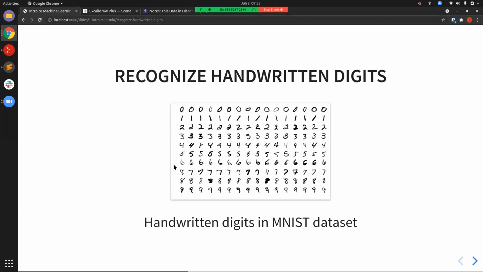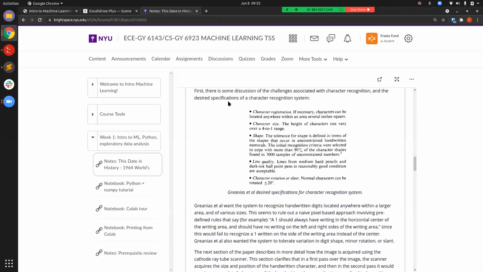Whereas in the problem here, well, yes, they did give some instructions, you could say, about how to write the digits. For example, they said, don't use any fancy curls or lines. But I think that's okay.